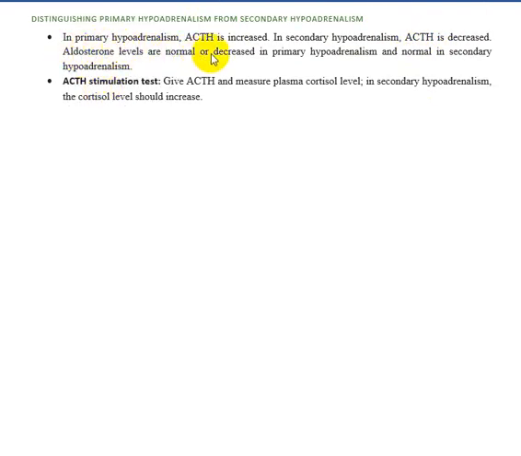Aldosterone levels are normal or decreased in primary hypoaldosteronism, but they are mainly decreased, because we said that in primary hypoaldosteronism we have the 21 hydroxylase enzyme not working, and that enzyme is needed for the production of mineralocorticoids, which include aldosterone. It's only normal in secondary hypoaldosteronism. In secondary, the aldosterone level is normal. So secondary hypoaldosteronism is less severe compared to primary hypoaldosteronism.